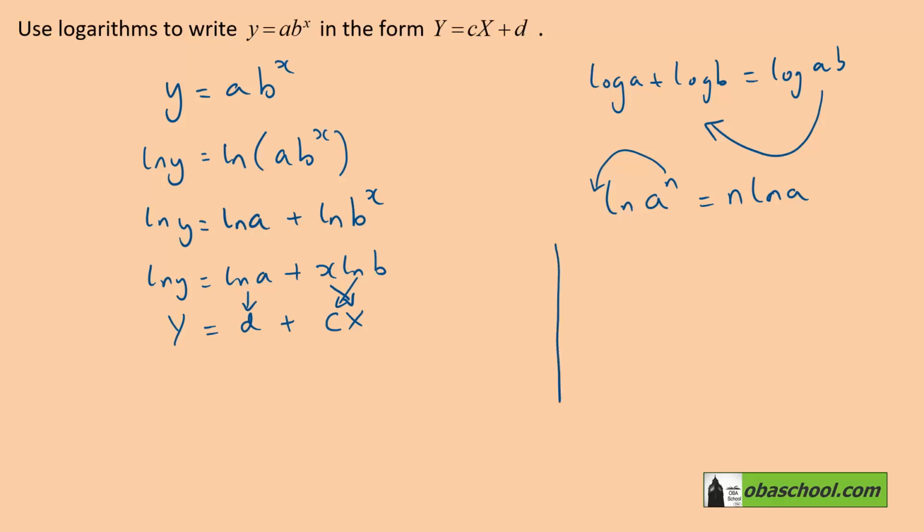So if we were doing a plot for that one, we would have ln y on this axis, because we can see that's there. We would just have x on this axis, and when we draw the line, the intercept here would be ln a, and the gradient would be ln b.